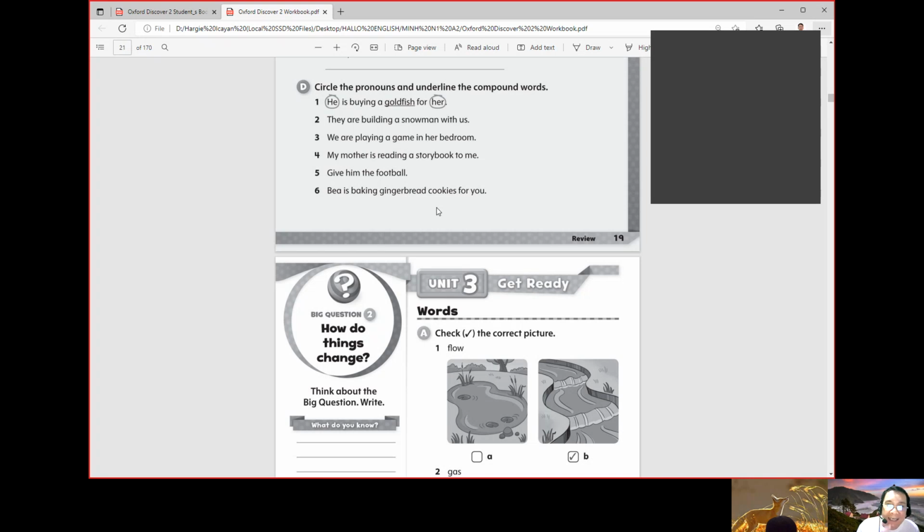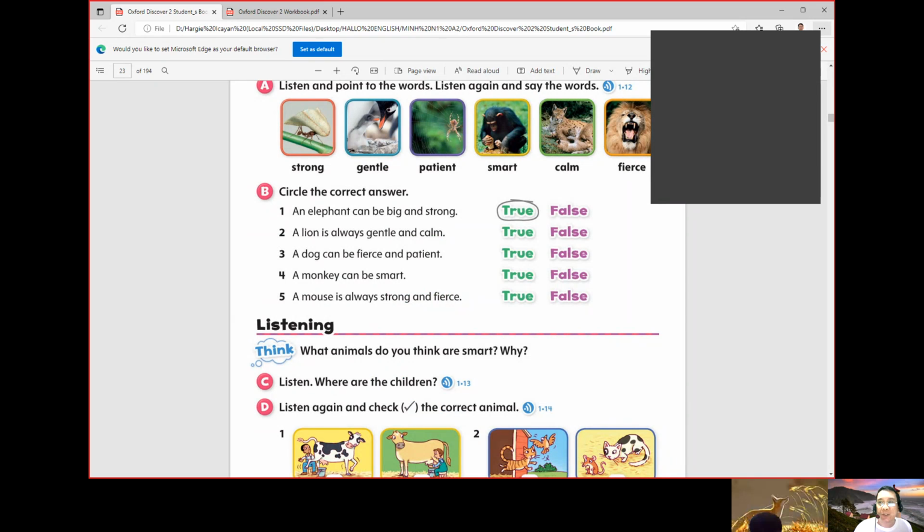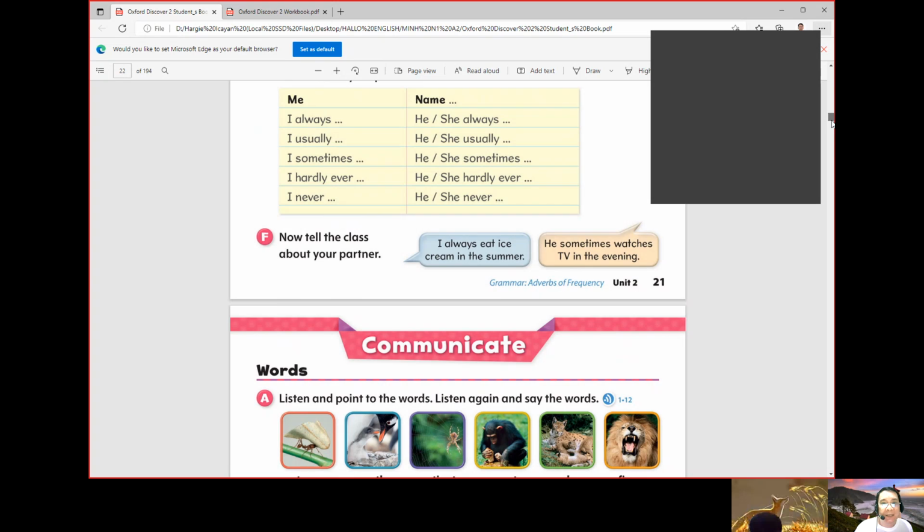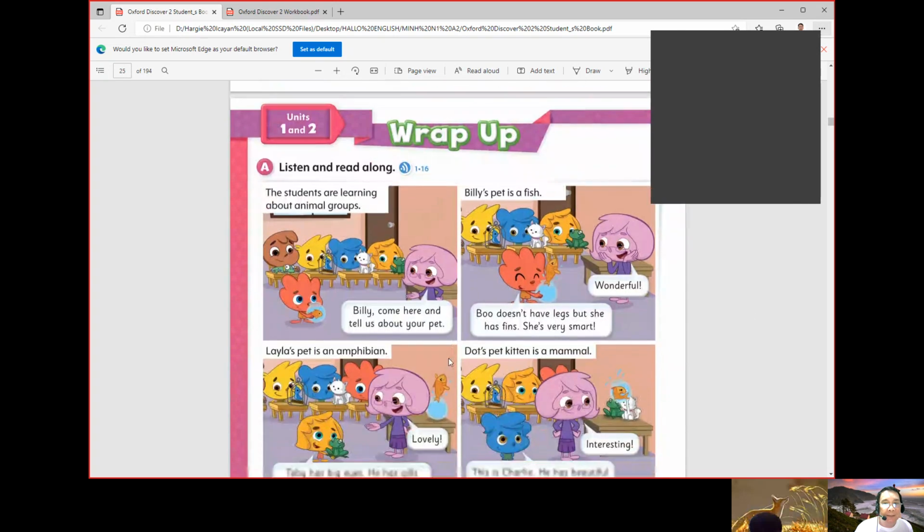What is the compound word? Gingerbread. Okay, very good. Thank you so much for answering this one, Min. You did this one excellently. Now let's move on to our new lesson for today. Are you ready, Min? Yes. Okay.